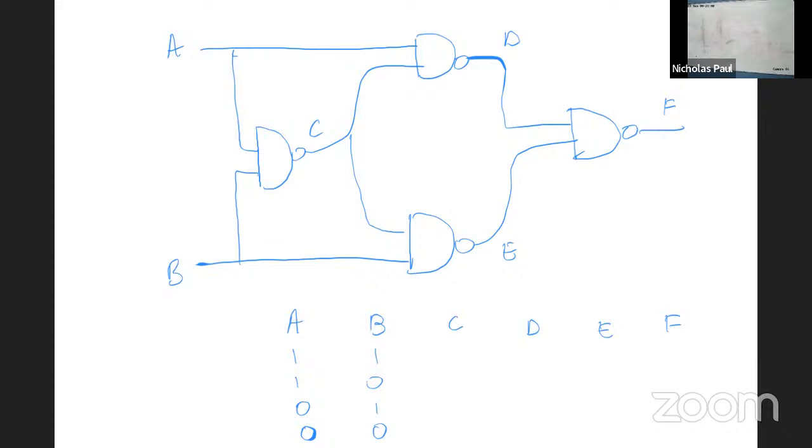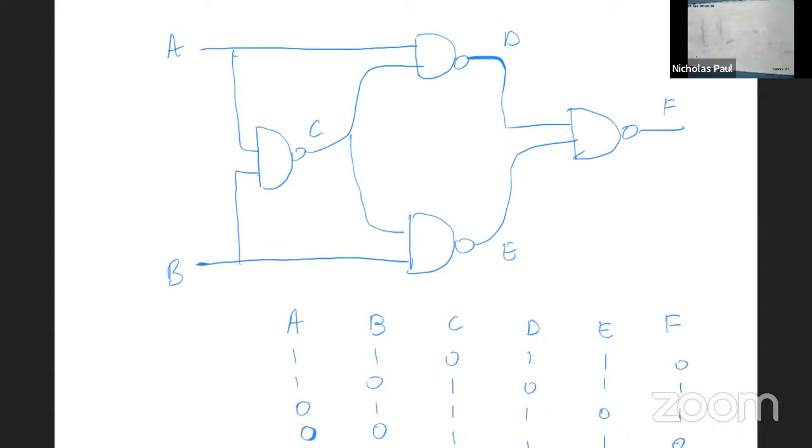Into a NAND, so that will be 0, 1, 1, 1. Then I'm looking at A and C to get D. So that will be 1, 0, 1, 1. A and C, right? And then E, I'm looking at C and B. So that is 1, 1, 0, 1. And then F, I'm looking at 0, 1, 1, 0. Right? 0, 1, 1, 0.